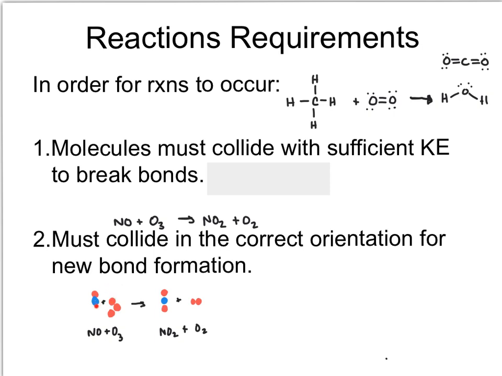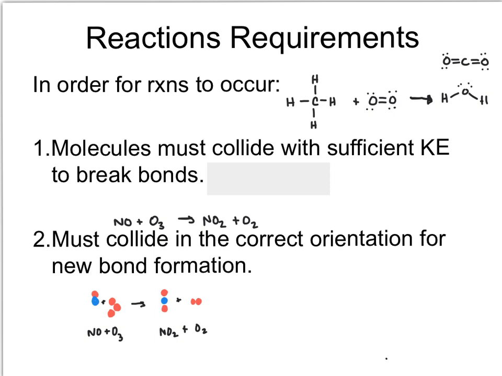Okay, so if these two are able to bump into each other with enough kinetic energy, the nitrogen here is going to be able to interact with the oxygen here. That will produce our NO2, and we'll be left over with the two remaining oxygens from the ozone. Now, obviously, I'm showing this diagram without any breaking up of the molecule here, just to show a simplified version of this thought process.